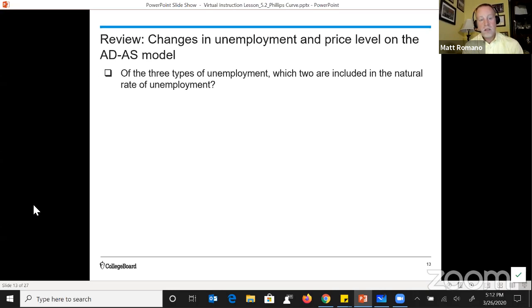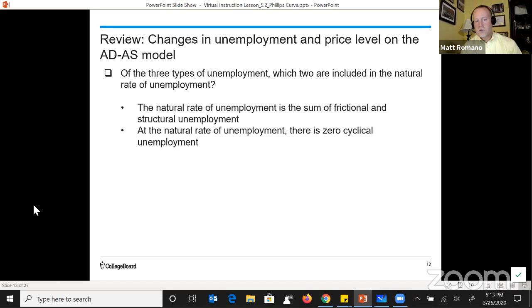That's the unemployment rate that you would see in an economy when it's operating at full employment output levels. So at full employment, what kinds of unemployment do we have? We're going to have frictional and structural unemployment. The natural rate of unemployment is the sum of frictional and structural unemployment. We have zero cyclical unemployment. Remember, cyclical unemployment is that unemployment that comes about because of a recession. Well, if we're at full employment, we're not in the midst of a recession. We're at full employment. That's the happy place.